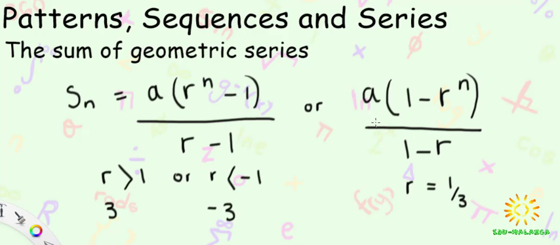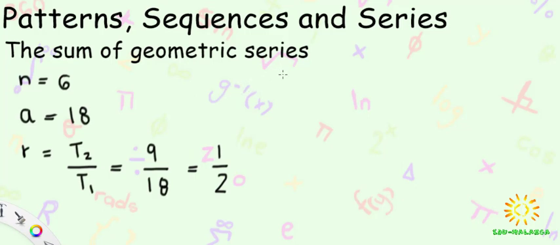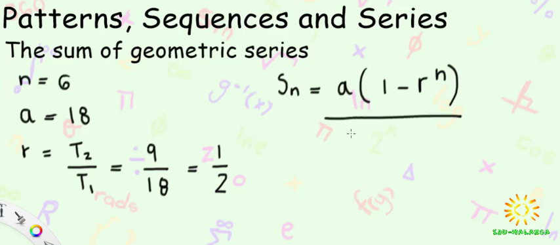The equation that we're going to choose, because our ratio is a fraction, is the second equation to solve for the sum of the geometric series. Let's rewrite it on the page before we get started solving. We're going to use Sn is equal to a times open brackets 1 minus r to the power of n, close our brackets, all divided by 1 minus r.